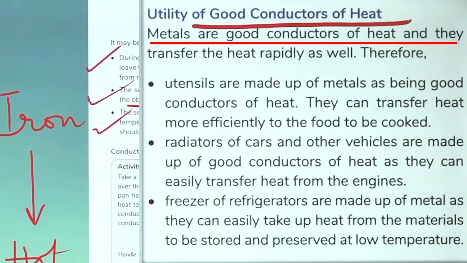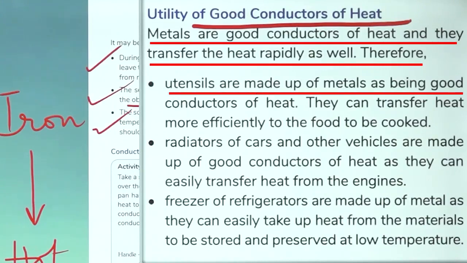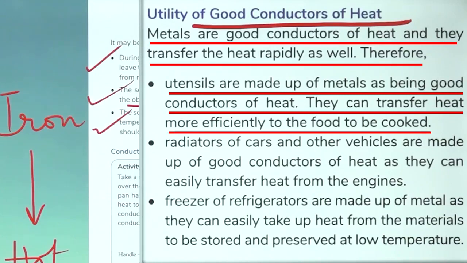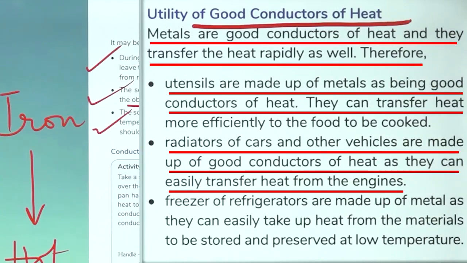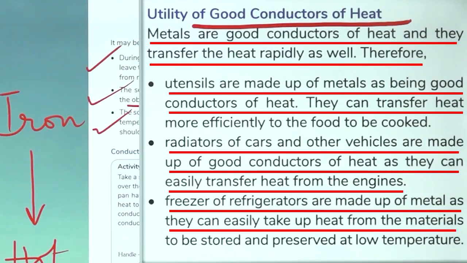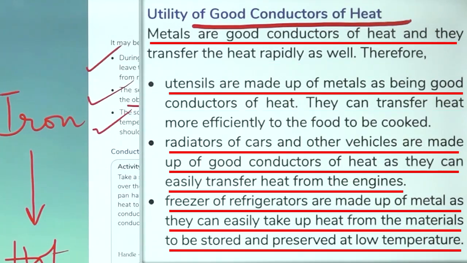Metals are good conductors of heat and they transfer the heat rapidly as well. Therefore, utensils are made up of metals as being good conductors of heat. They can transfer heat more efficiently to the food to be cooked. Radiators of cars and other vehicles are made up of good conductors of heat as they can easily transfer heat from the engines. Freezers of refrigerators are made up of metals as they can easily take up heat from the materials to be stored and preserved at low temperature.